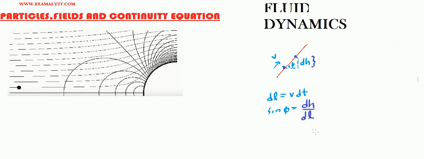Okay, now if you look carefully, dh, that is the height you moved in time dt, can be written as dl sine phi. Agreed? So this is a result, and it can be simplified in this way. So dh, the height that you moved in time t, is your velocity into the time into sine phi. Okay, so remember this result.